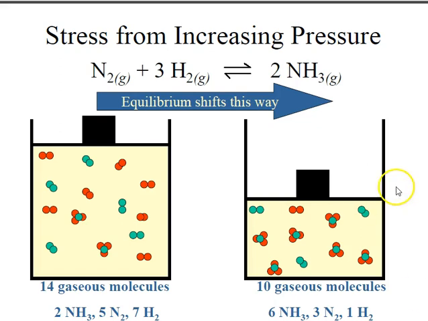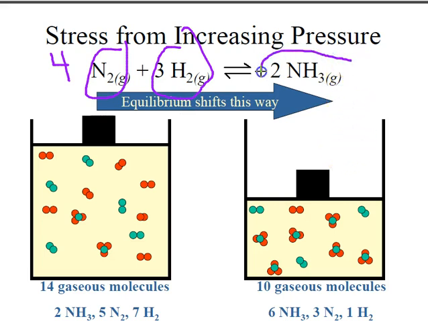All right, here's an example of that. If you look at the top here, we have a reaction in which 1 mole of nitrogen gas reacts with 3 moles of hydrogen gas. So over here we have 4 gas moles on our reactant side. And then on the product side, those come together to make 2 moles of ammonia gas. So 2 moles of gas over here.